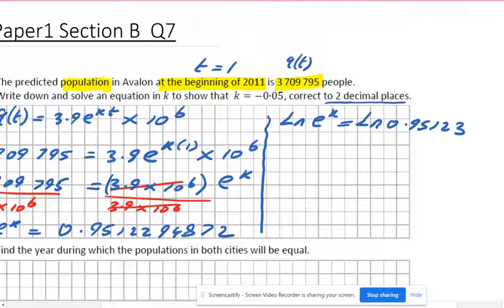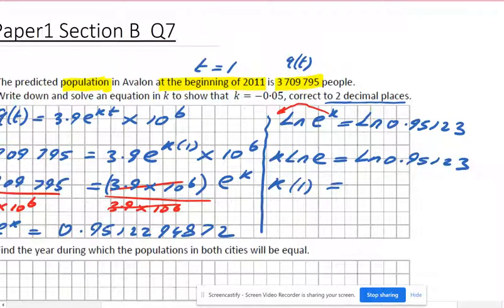That should be enough. And there's a rule of logs at this stage, which means the k can come down in front. So this k here can come down in front. So let's do that next. So now we have k times the ln of e is equal to the ln of 0.95123. And ln of e on the calculator is 1. They're inverse functions, so they cancel each other out anyway. So it's just k equals ln of 0.95123. We might as well work out this one now as well at this stage. And you get minus 0.0499, and so on. If you round off to two decimal places, you get minus 0.05.